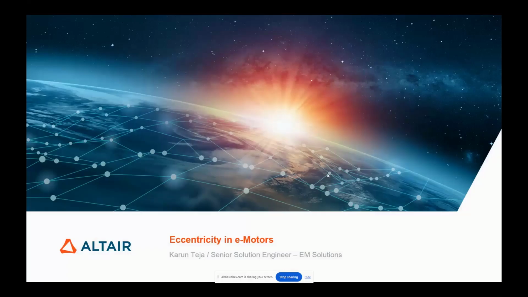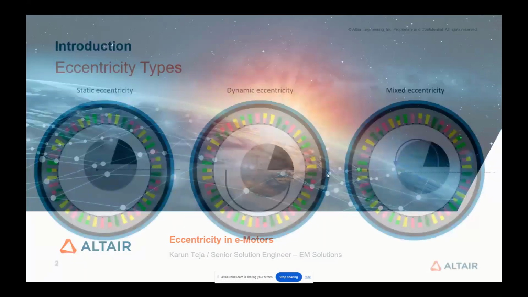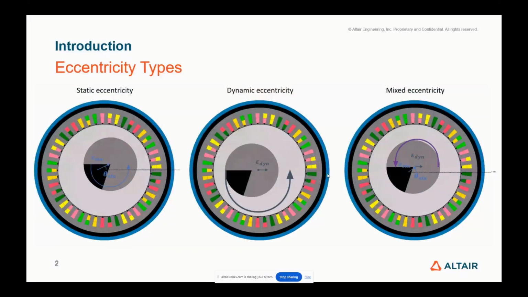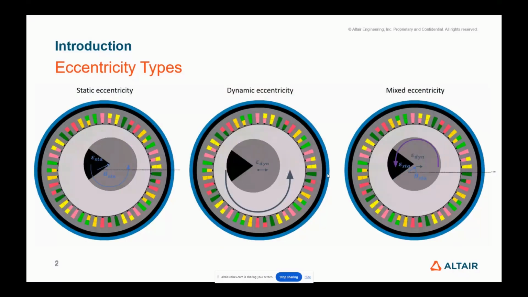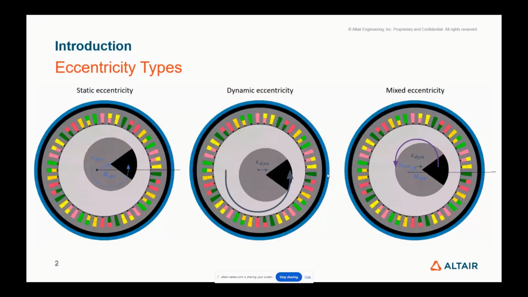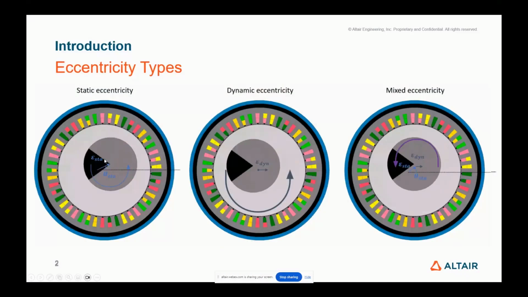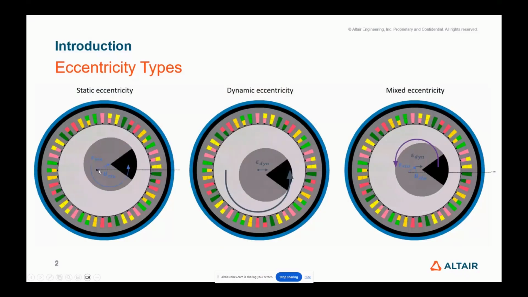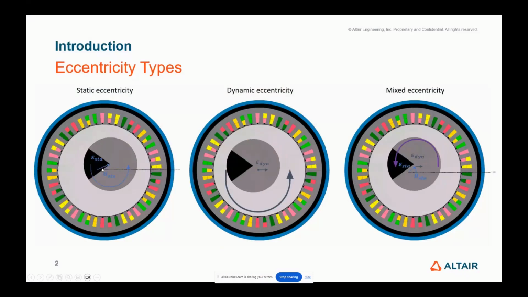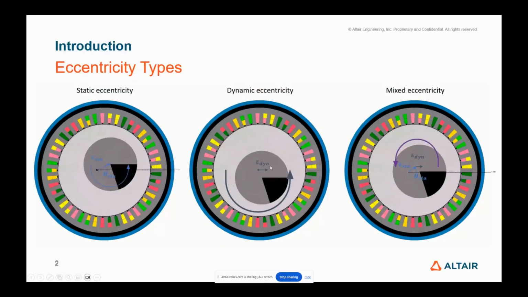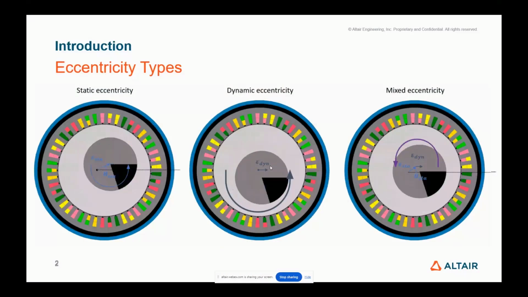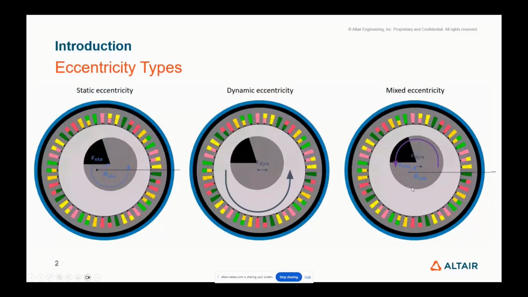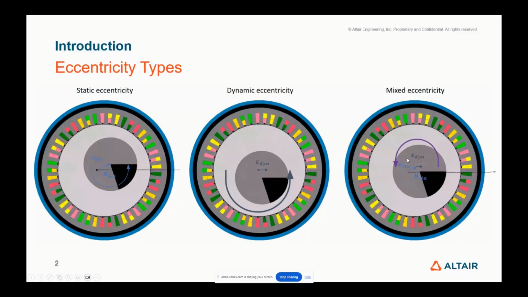Now we'll try to see how to model the eccentricities in electrical motors. Generally, we have three types of eccentricities: static, dynamic, and mixed eccentricities. Static eccentricity is where the rotor axis is shifted from the stator axis, and the rotor rotates about its new axis. Dynamic eccentricity is where the rotor is shifted to a new axis, but the rotor rotates with respect to the stator axis. Mixed eccentricity is a combination of the static and dynamic eccentricity phenomena.